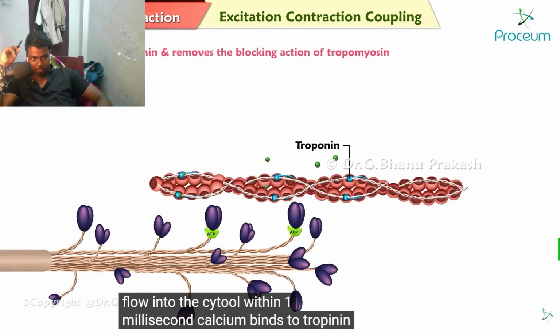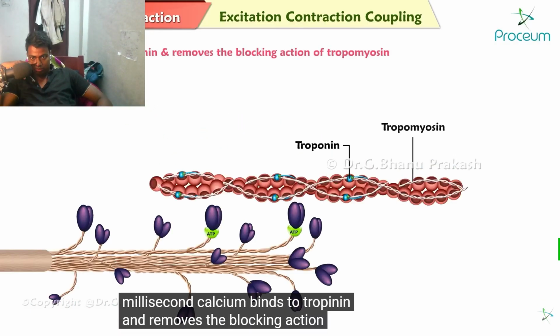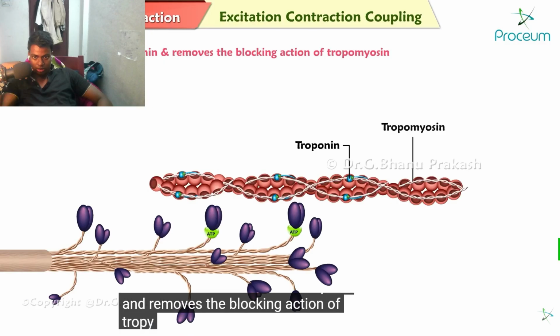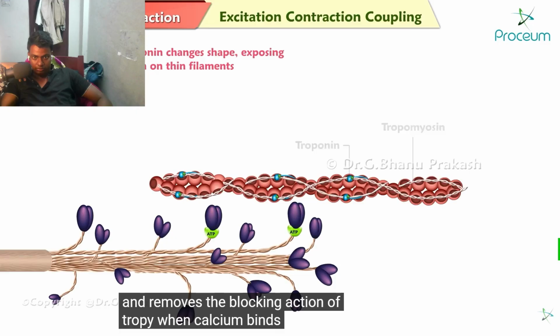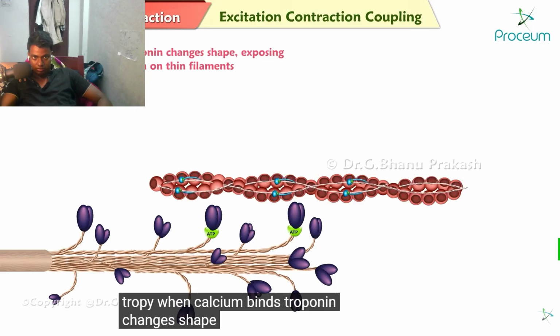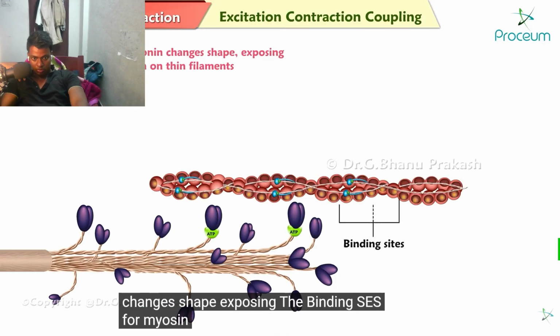Calcium binds to troponin and removes the blocking action of tropomyosin. When calcium binds, troponin changes shape, exposing the binding sites for myosin.